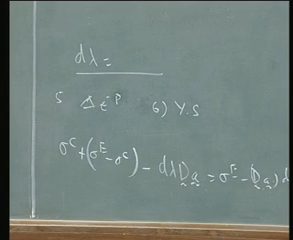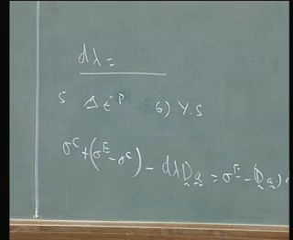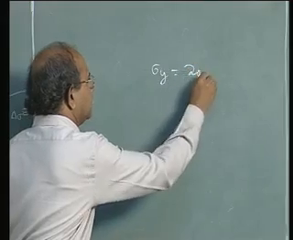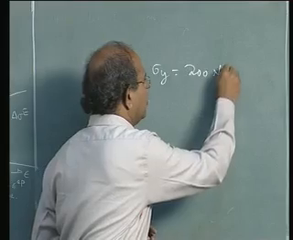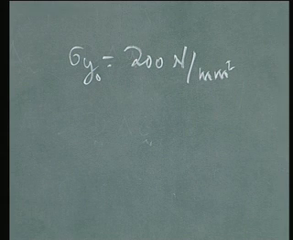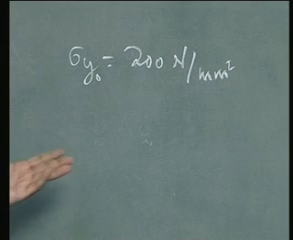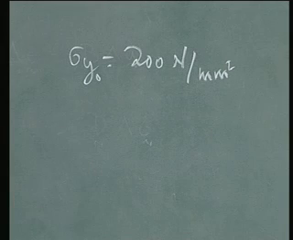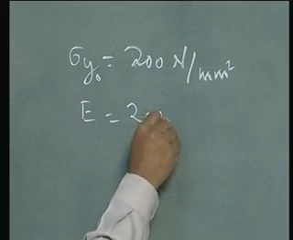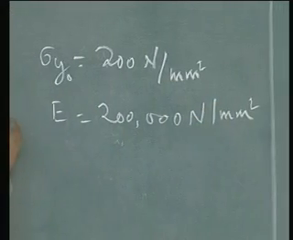Let us say that we start from a point which is inside the yield surface. Let me say that sigma y0 is equal to 200 Newton per mm squared. For the time being, we will assume that there is no hardening factor. You can introduce hardening, that's not a problem. Let us assume the E value to be 200,000 Newton per mm squared and the nu value to be 0.